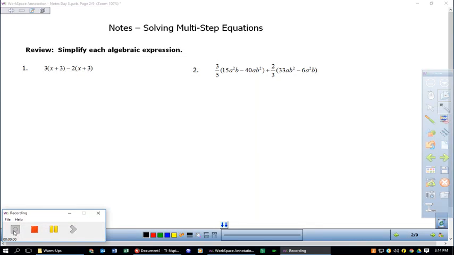Solving multi-step equations. To begin with, we have some review. Simplify each algebraic expression. So what we're going to have to do is distribute, combine like terms. Really, those are the only two steps we have. Distribute and then combine like terms.